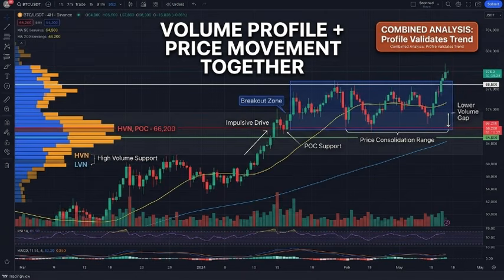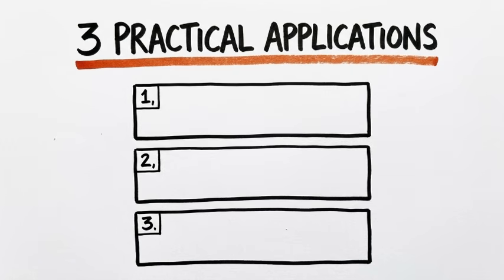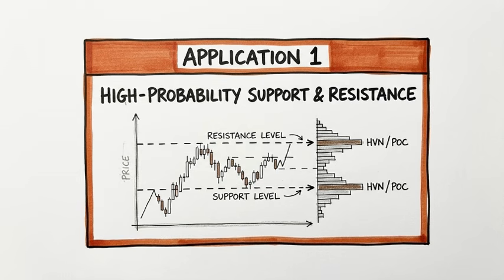Now let's talk about how volume profile and price movement work together in practice. Because volume profile without price context is incomplete, and price movement without volume profile is missing a critical dimension. How to use them together. 3 practical applications. Application 1. Identifying high probability support and resistance.